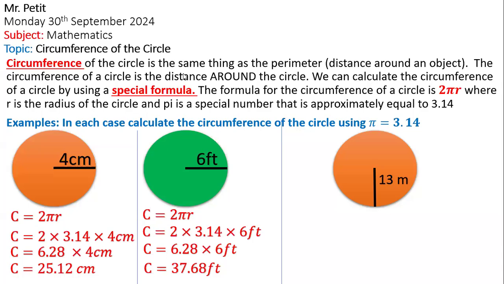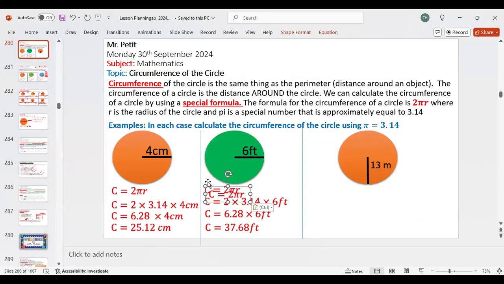Okay, good. So Makaya, what's going to be our first step? The first step is C equals 2 pi r. Good. What's going to be our second step? The second step is C equals 2 times 3.14 times 13 meters. Good.